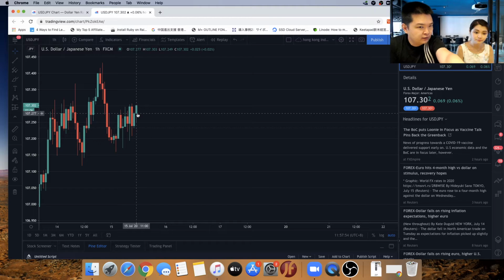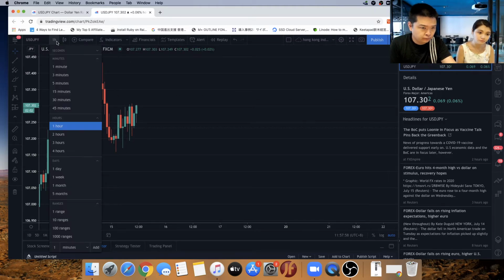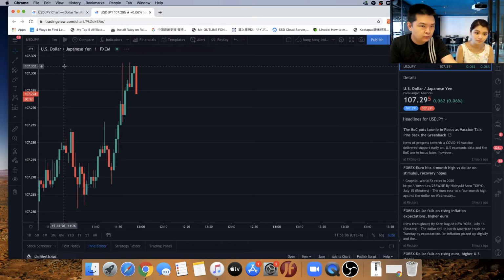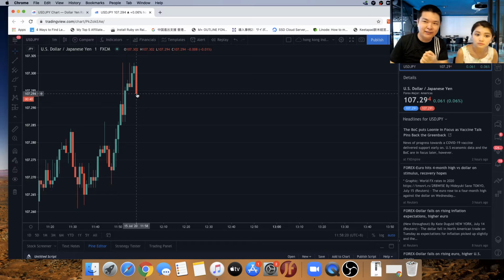Why? Because this candle, once again, as I explained, is on the hourly chart, okay? So each candle represents 1 hour. If we move this to 1 minute, each candle represents 1 minute. So when did this happen? Just in this minute, 11:58, okay? And then at 11:59, a new candle will start.